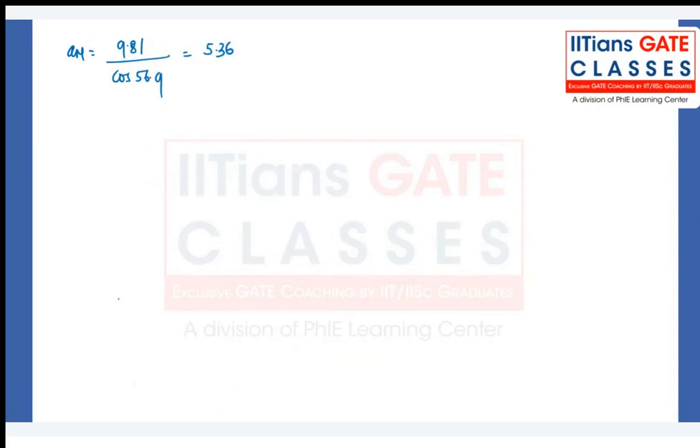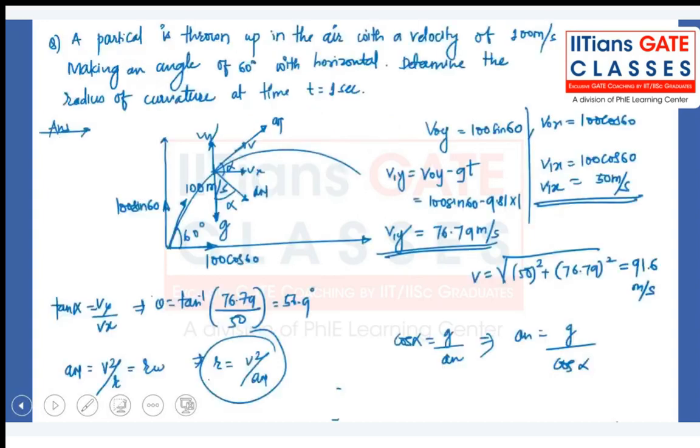And now An is v square by r, and this implies r is equal to v square by An. So can you go to the previous slide? Yeah, just a minute. 91.6 squared divided by 5.36. Calculate and tell me the answer. I don't have the final answer for this, but the number should be a little bigger, I expect.